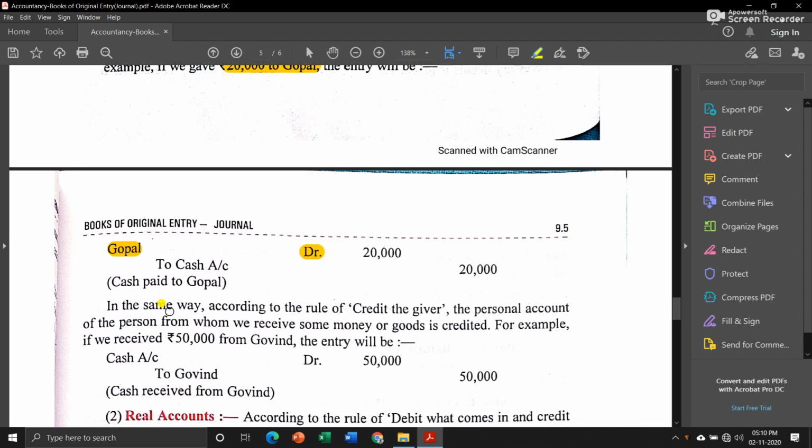Now the second part of this rule is credit the giver, and in this part example is given. If we received 50,000 from Govind, means we received cash, and who is the giver? Govind. So Govind's account will be credited. Means we will write to Govind 50,000. Now this was the rule for personal account.